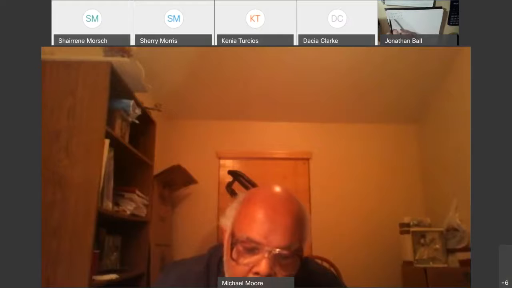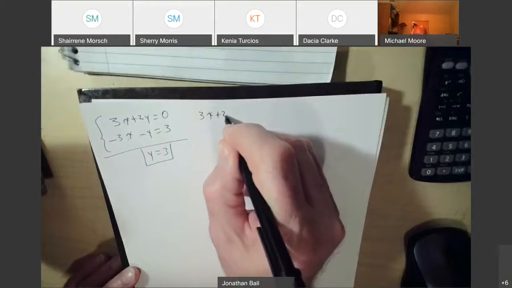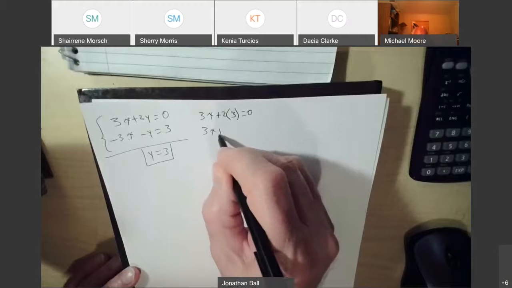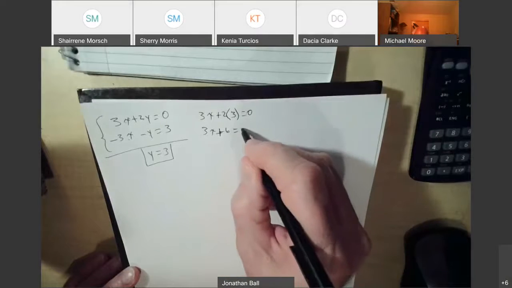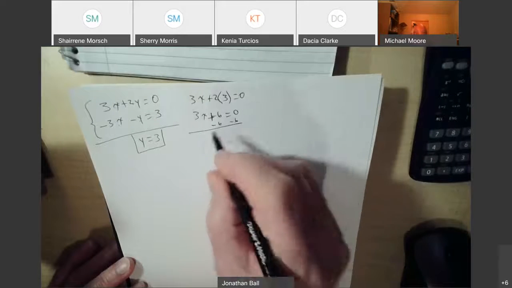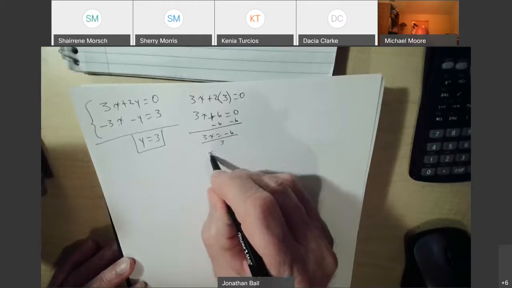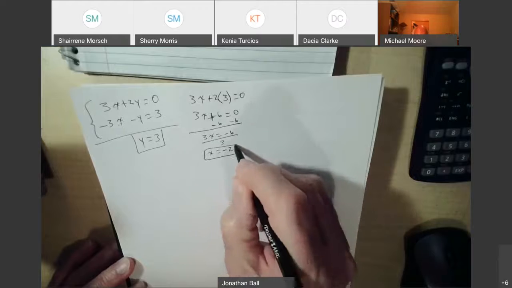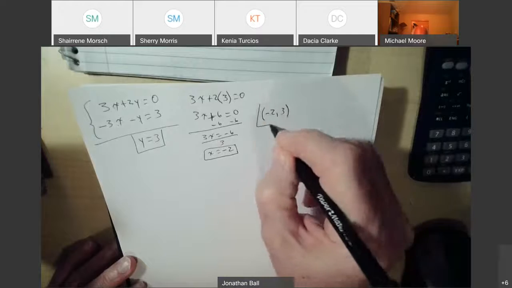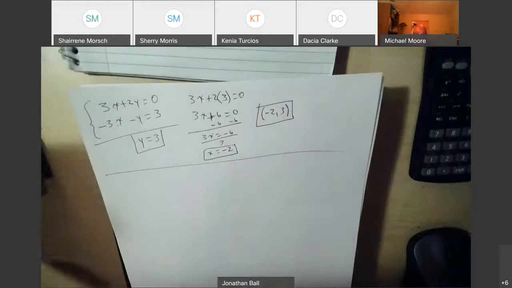Now we plug this back into, let's plug it into the top one. It looks easier. 3x plus 2 times y, which is 3, equals 0. So 3x plus 6 equals 0. Right? 2 times 3. Subtract 6 from each side with a real simple algebra problem. 3x equals negative 6. Divide by 3. X is negative 2. So our solution here is negative 2 comma 3. And how would we double check to make sure we're right? Plug it back into both equations and see if they equal each other.